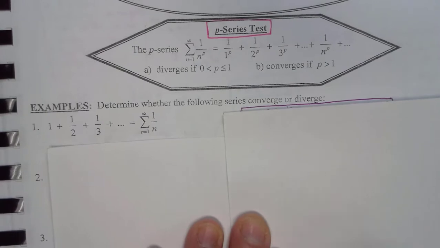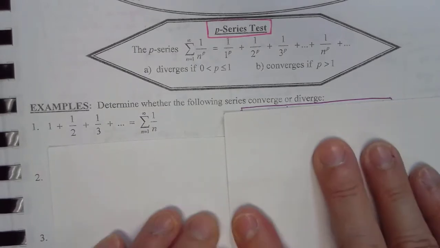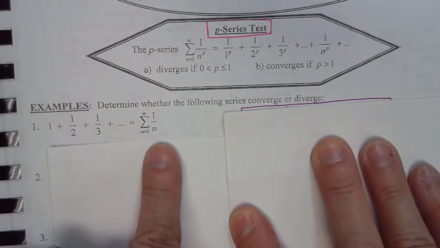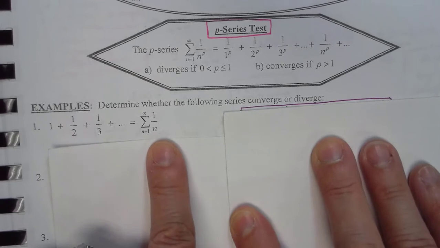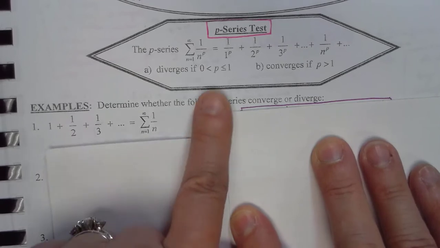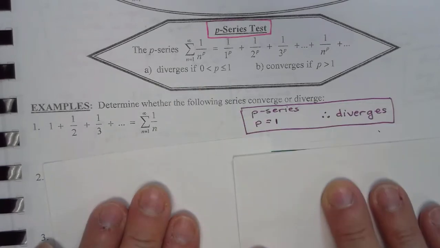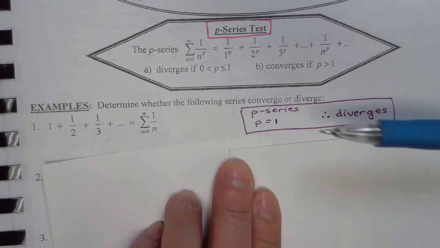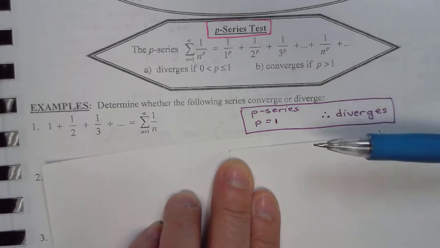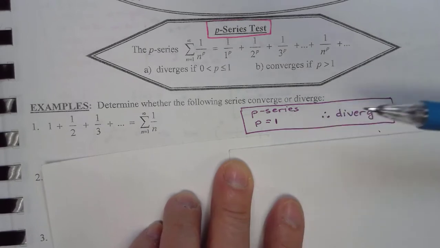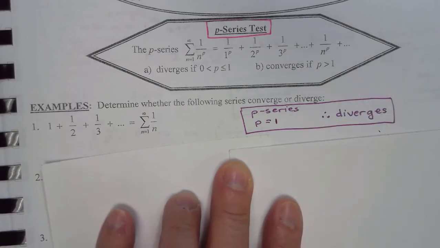Determine whether the following series converge or diverge. Notice we want to write it as our series here, and our n is raised to a power of 1, which tells me we diverge. Here is how we write it. We identify the series and what it is we know, and then we can state converge or diverge.